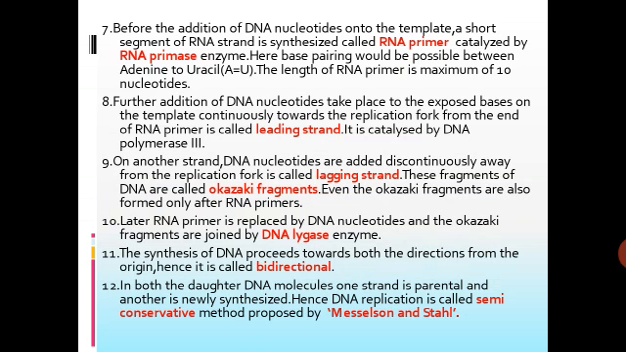We have seen in the first step that DNA unwinding starts and the double stranded DNA separates to form two single strands. Here each one acts as a parental strand on which one more strand is newly synthesized. Hence DNA replication is called the semi-conservative method, proposed by Meselson and Stahl. DNA replication is called semi-conservative because one strand is parental and one strand is newly synthesized.